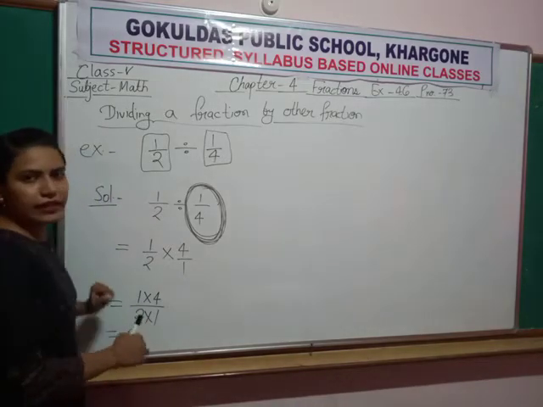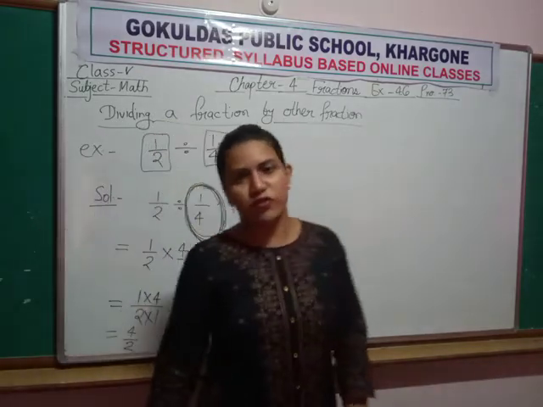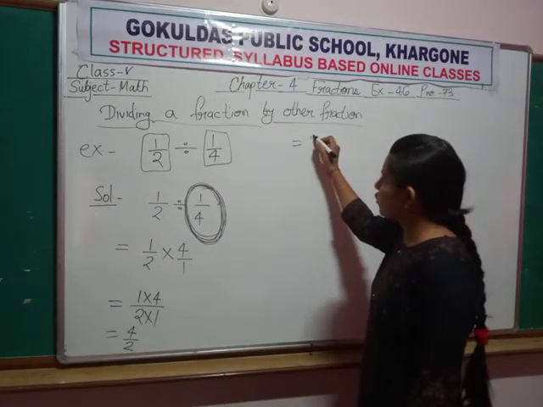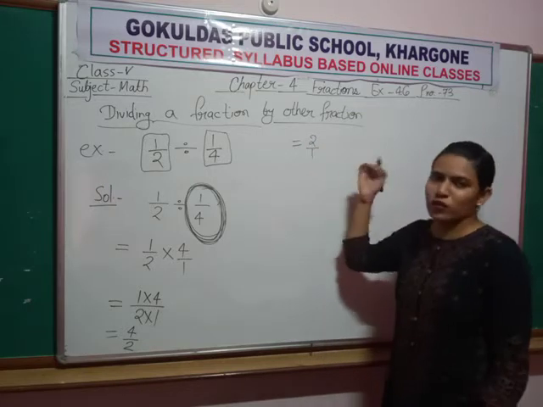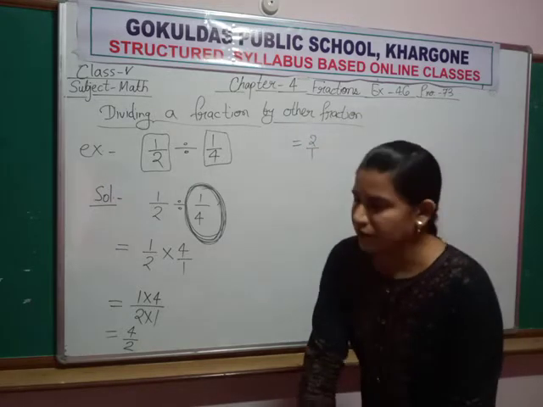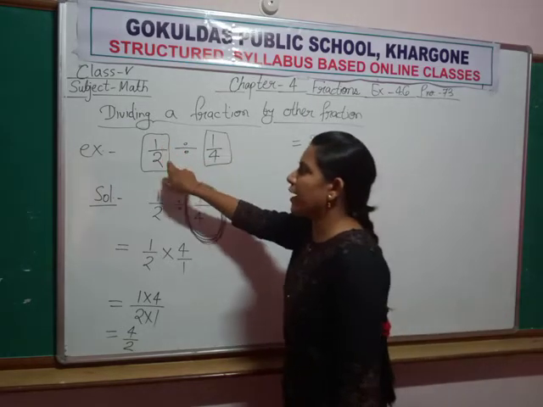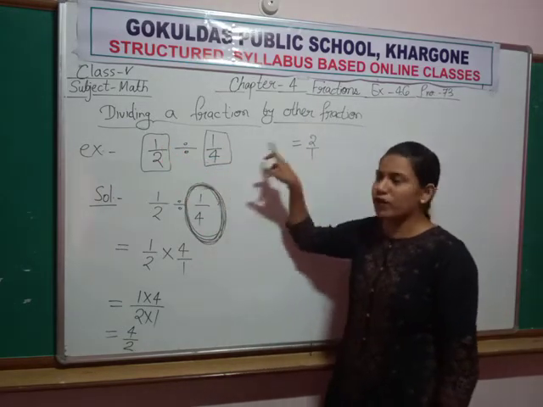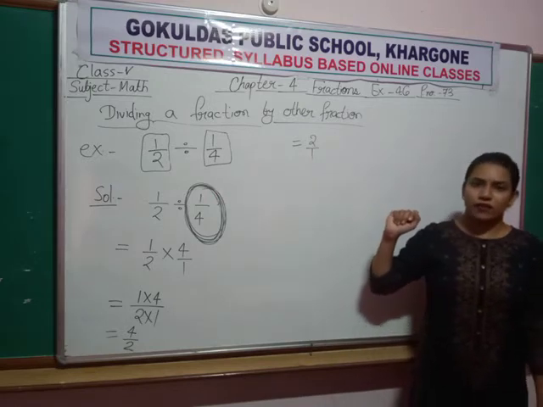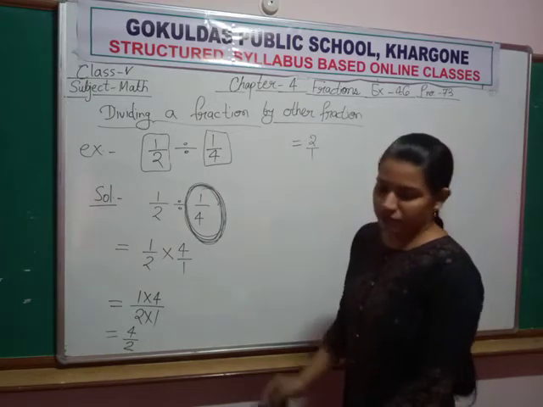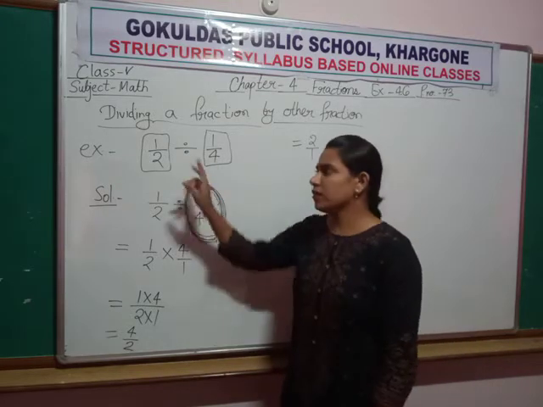1 into 4 gives you 4, and 2 into 1 gives you 2. You can write it in its simplest form. So when you simplify it, your final answer will be 2 upon 1, or you can say 2. So when we divide 1 by 2 by 1 by 4, our answer is 2 upon 1. One more time, concentrate here. Here what have we done?